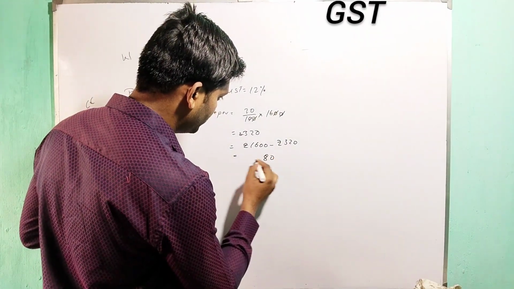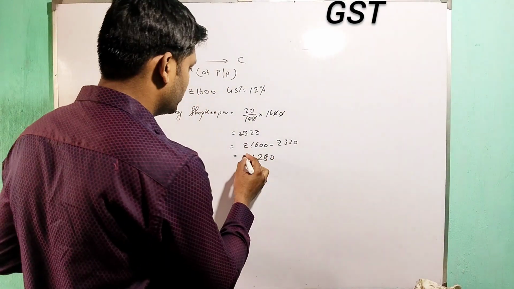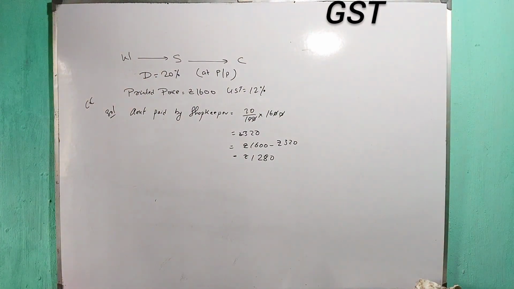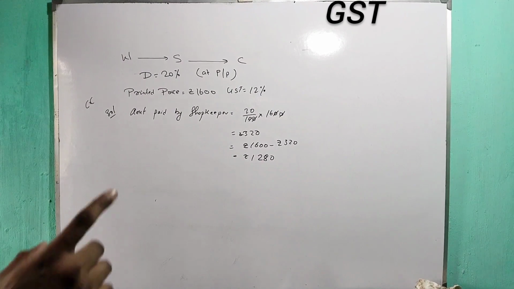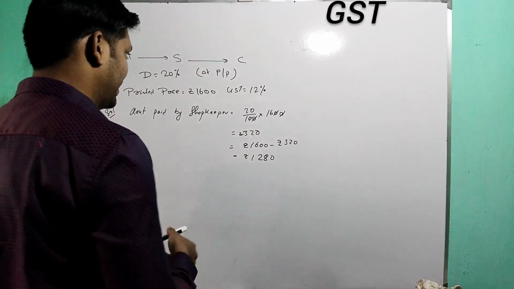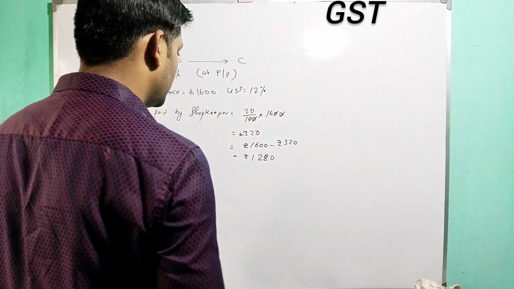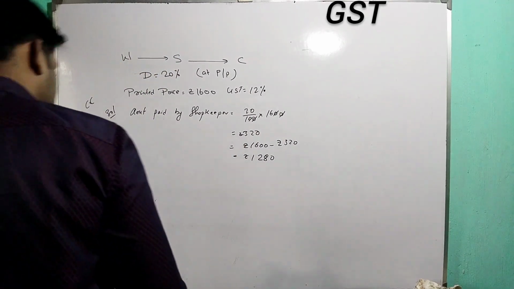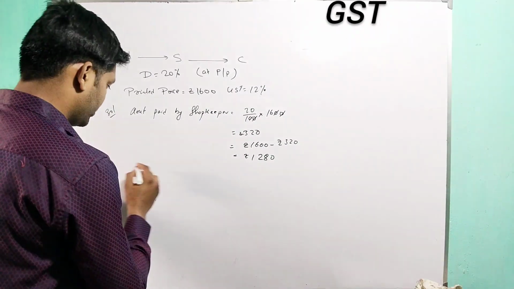It is 1280. So 1280 is the price which the shopkeeper has paid to the wholesaler to get the goods, excluding tax. It does not include the tax. Okay, now GST is 12%. Now we will calculate the GST. CGST and SGST means half, so you take out half.